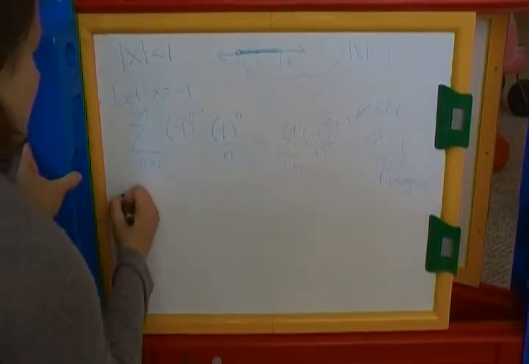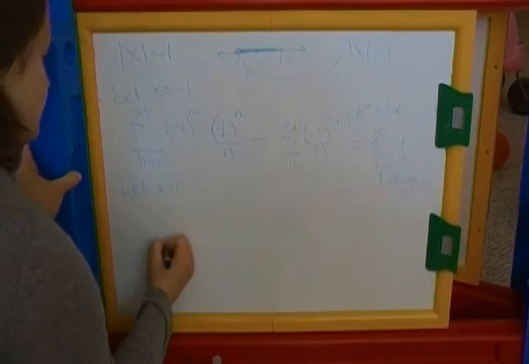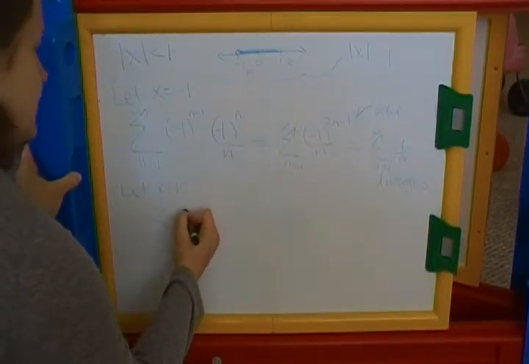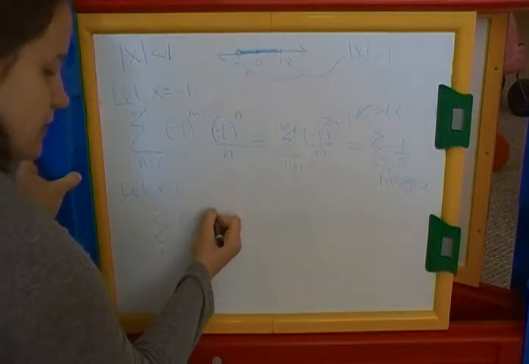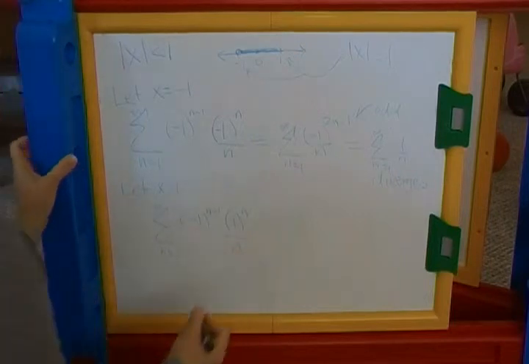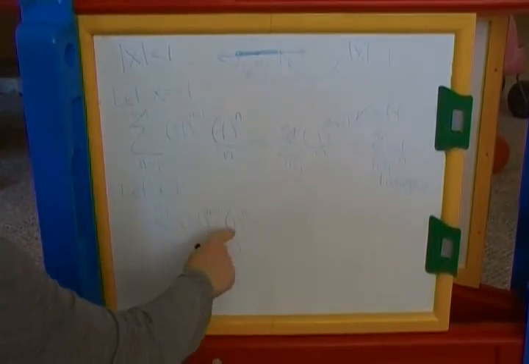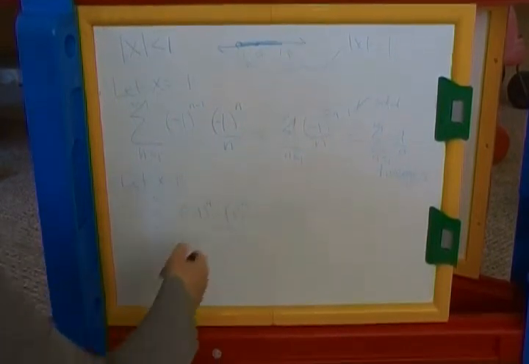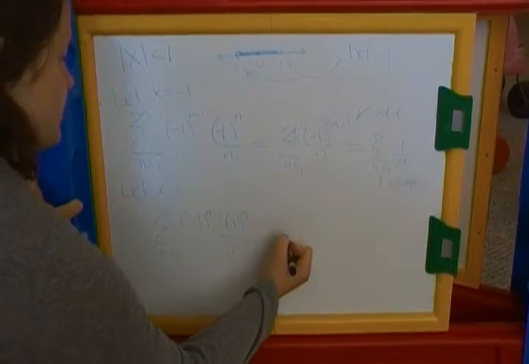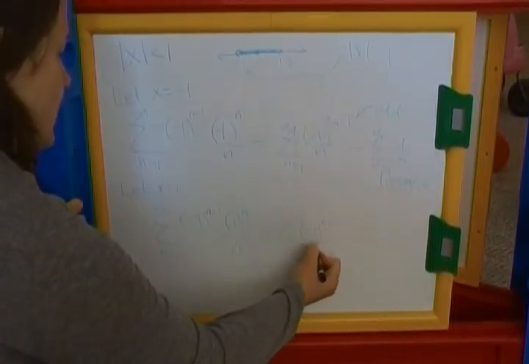All right, let's do the same thing now. We check the other endpoint. Let x equal positive 1. So now I'm replacing x with just 1. These are not the same base anymore, so I'm not going to combine them that way. But in fact, 1 to the n is just 1. So this really is just the series negative 1 to the n minus 1 over n.